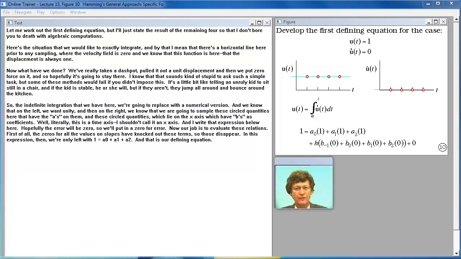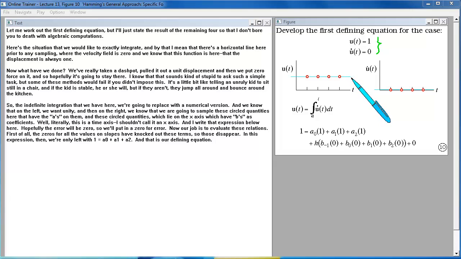Let me work out the first defining equation, but I'll just state the results of the remaining 4 so we don't bore you to death with algebraic computations. Here's the situation we would like to exactly integrate. And by that I mean that there's a horizontal line here prior to any sampling where the velocity field is 0, and we know that this function is here, that the displacement is always 1.